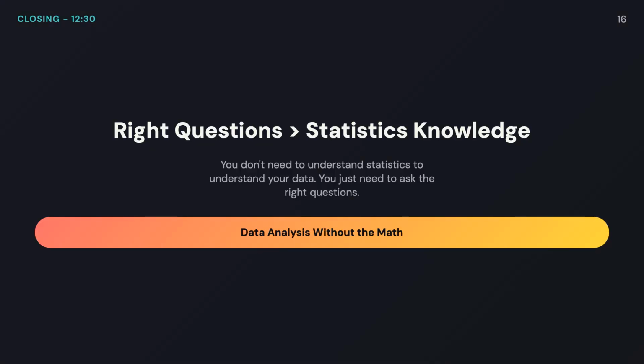Key points to remember. Claude translates data into plain English. CSV works best, but tables and text are fine too. Ask specific questions, not just analyze this. Have Claude quote evidence to back up its claims. Always sense check with your own judgment. And Claude covers 90% of early-stage product analysis needs.